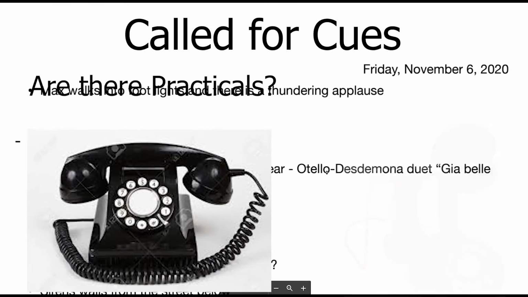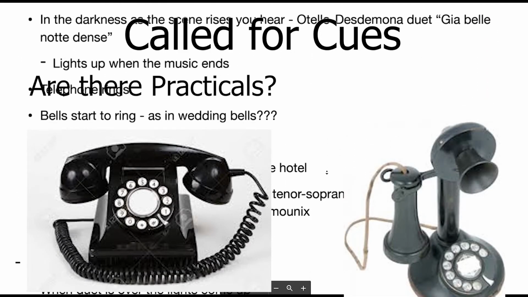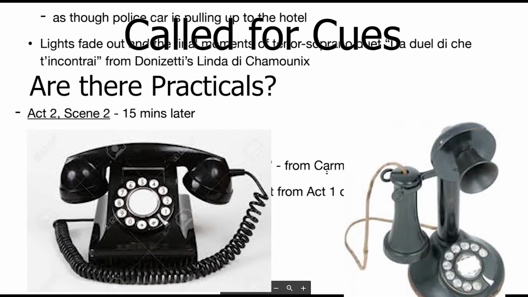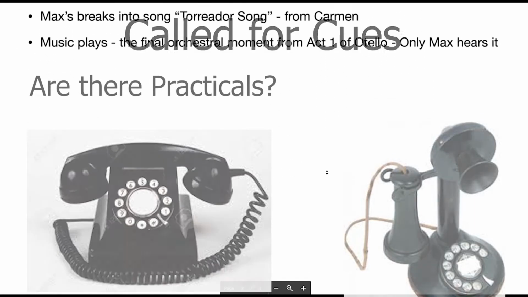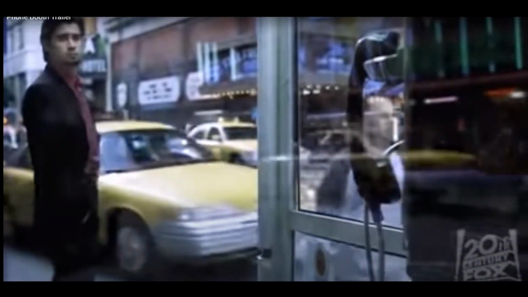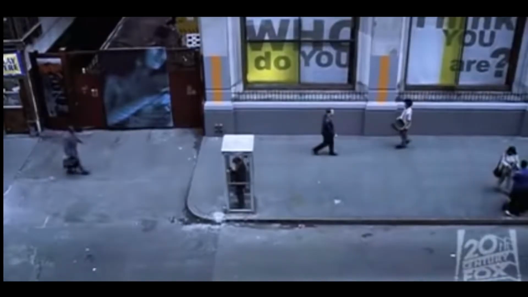Practicals are often mentioned in the script. A practical is an item that actually makes the sound versus a recording of a sound. An example of this would be using a telephone live on stage. What that means is that the phone itself would actually ring. And then there are other times that music or atmospheric sounds are called for in the script.